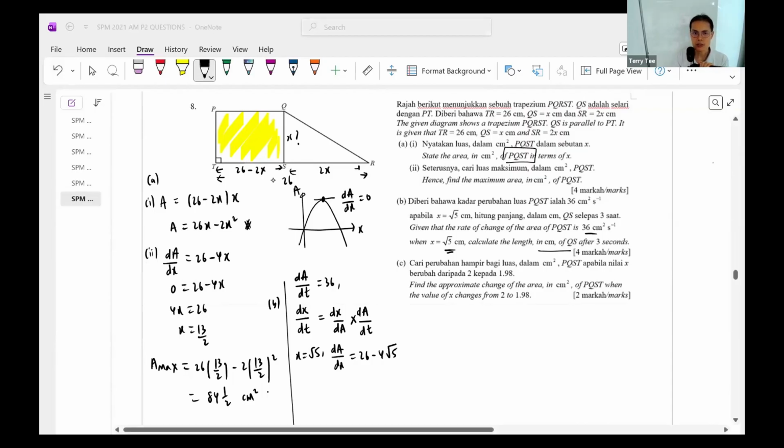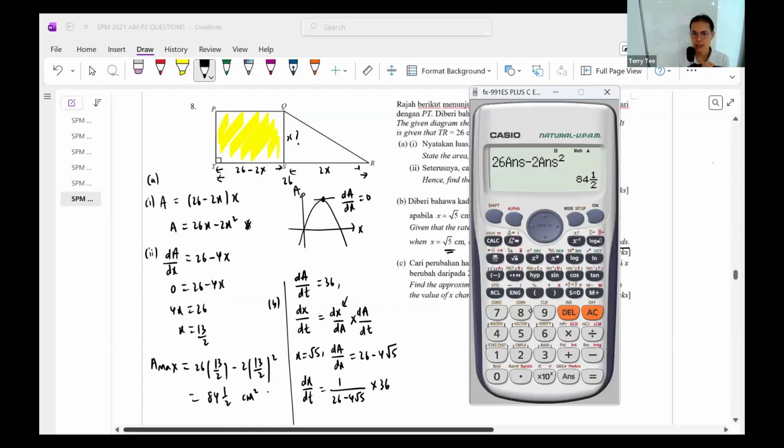We put dt below because we're finding rate. This is rate of change with dt, in this case per second. But because you need to calculate the length after 3 seconds, you find how much x increases per second, and then we count after 3 seconds. So maybe I do this first. I do my dx/dt. This is dA/dx, but this one is dx/dA. So you do 1 over 26 minus 4 square root 5, multiplied by my dA/dt. My dA/dt is 36. This is not a nice number. It's in surd form. Let us take 36 divided by 26 minus 4 square root 5. Change to decimal.